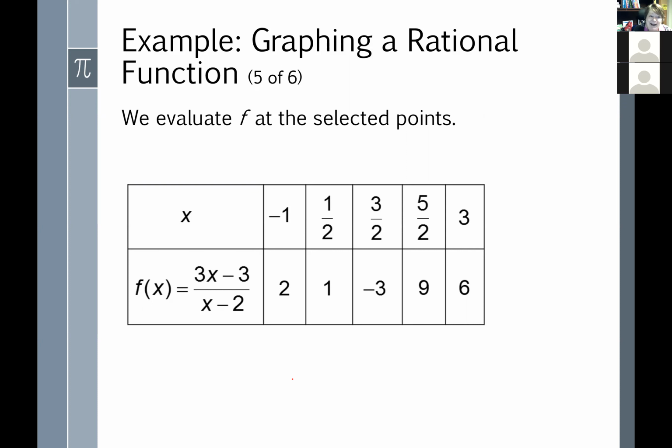Don't do it incorrectly. So if you evaluate this function at -1, you get 2. If you evaluate it at 1/2, you get 1. If you evaluate it at 3/2, you get -3. This table here in this problem, I am yelling at you. Don't get that wrong. You have a calculator. Let your calculator do it.